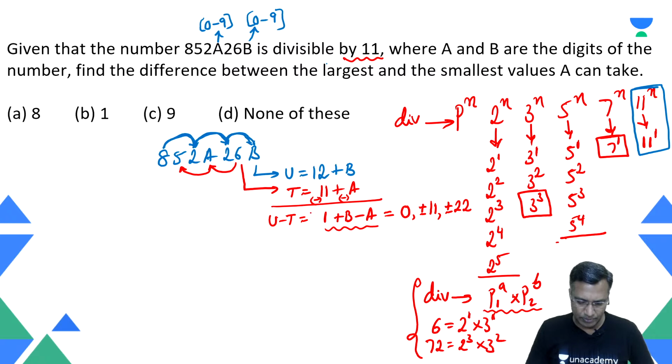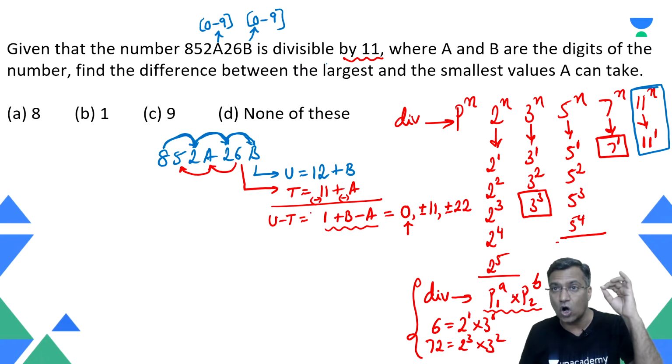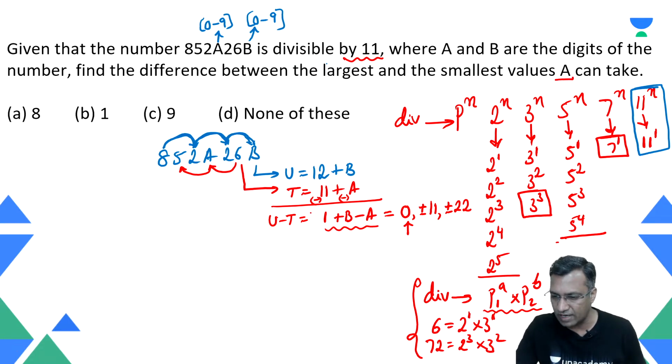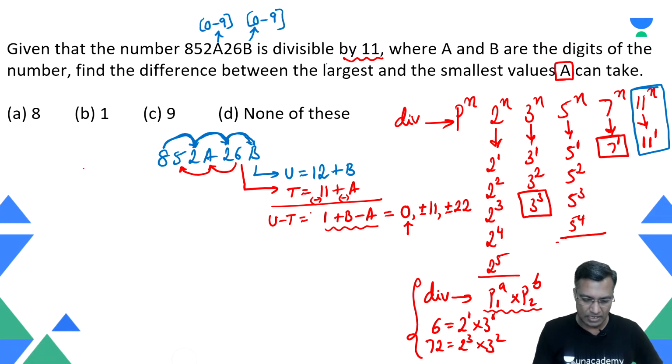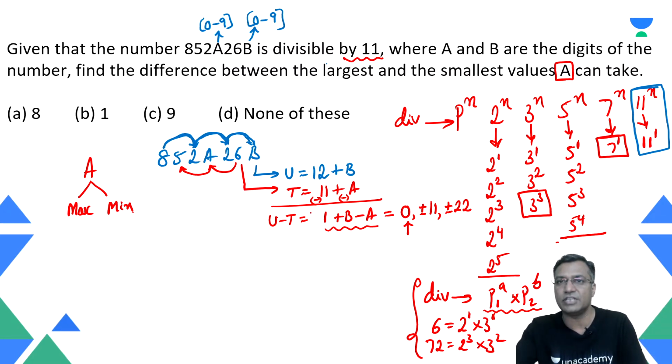Let me take the first case here. What is the first case? Let me equate it to 0. What am I interested in? Don't lose focus on what the question is. The question is, tell the difference between the largest and the smallest value a can take. I am interested in the variable a. What is the maximum value of this? What is the minimum value? Once I know, I can find the difference between these two numbers.